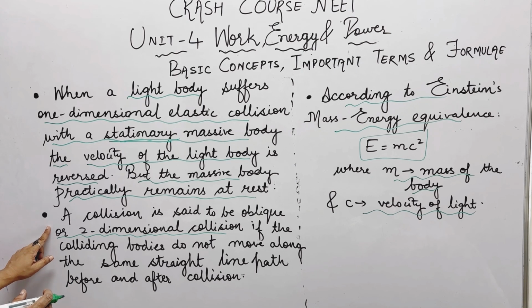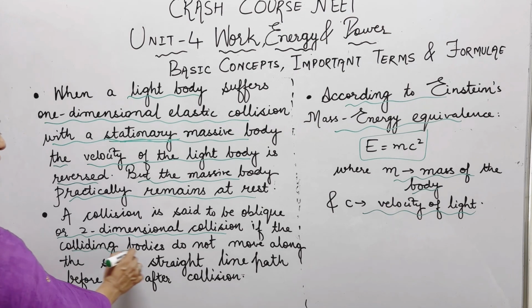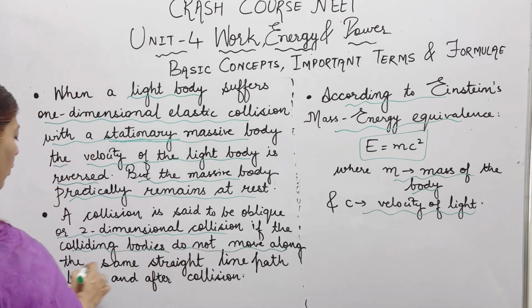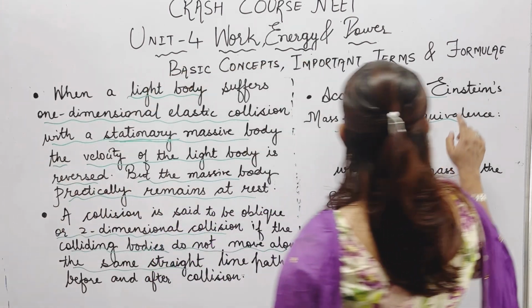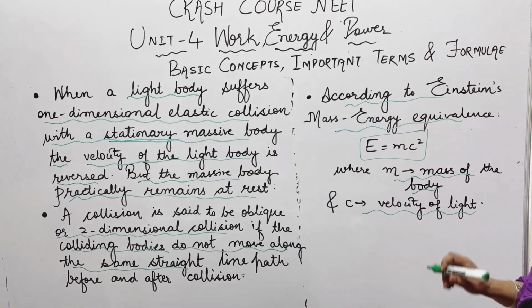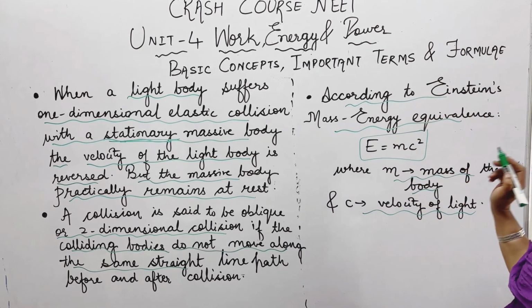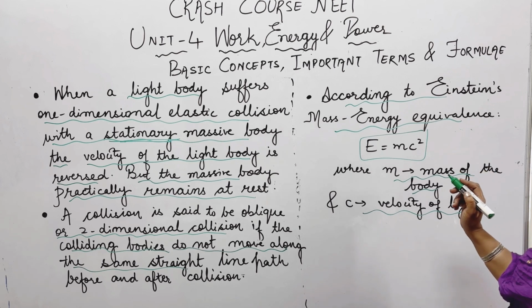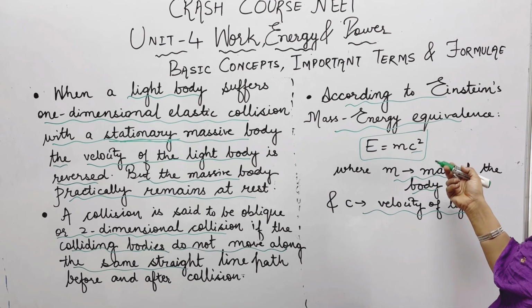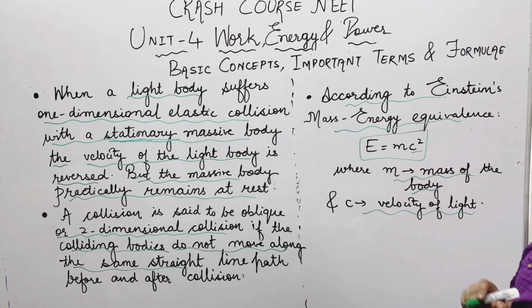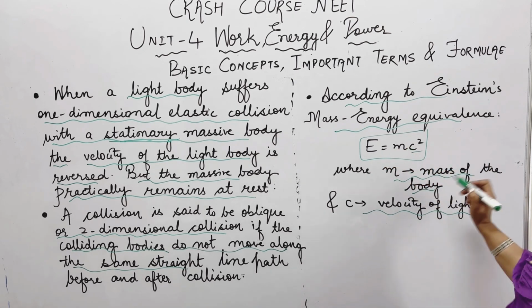A collision is said to be oblique or two-dimension collision if the colliding bodies do not move along the same straight line path before and after the collision. This is the famous Einstein's mass energy equivalence, E equal to mc square. According to Einstein, if any body is moving with the velocity of light, then that mass converts into energy according to this relation, where m is the mass of the body and c is the velocity of light.